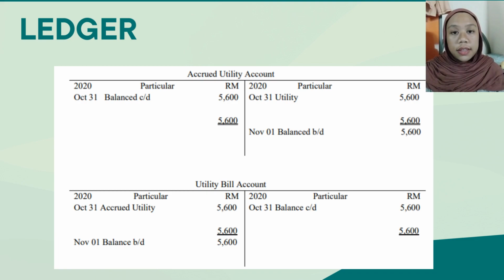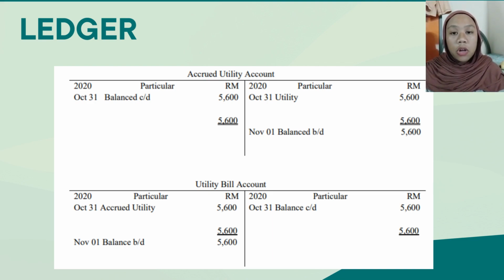Next, accrued utility account, for debit side October 31 balance CD will be 5,600 and the total will be 5,600. For credit side October 31st utility will be 5,600 and the total will be 5,600. For November 1 balance BD will be 5,600. Next, utility bill account.